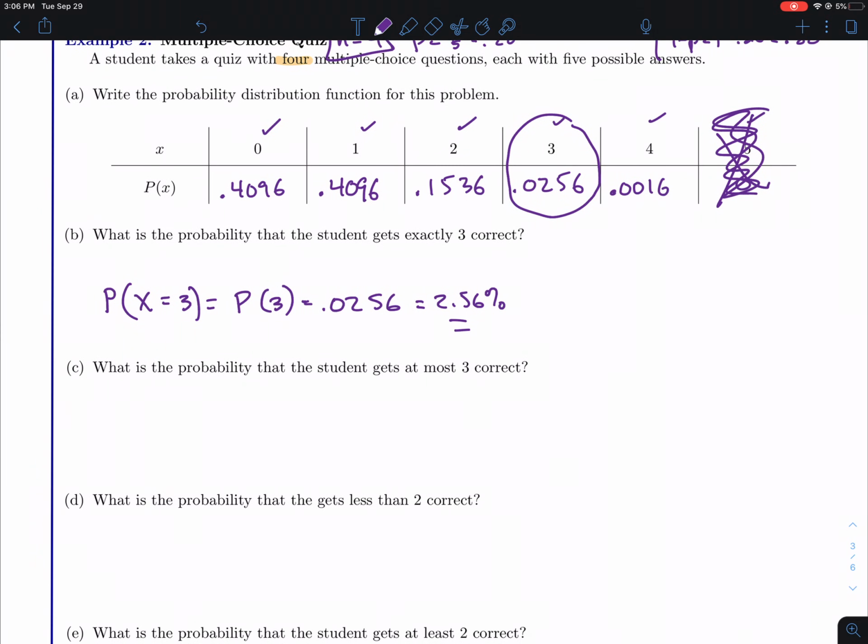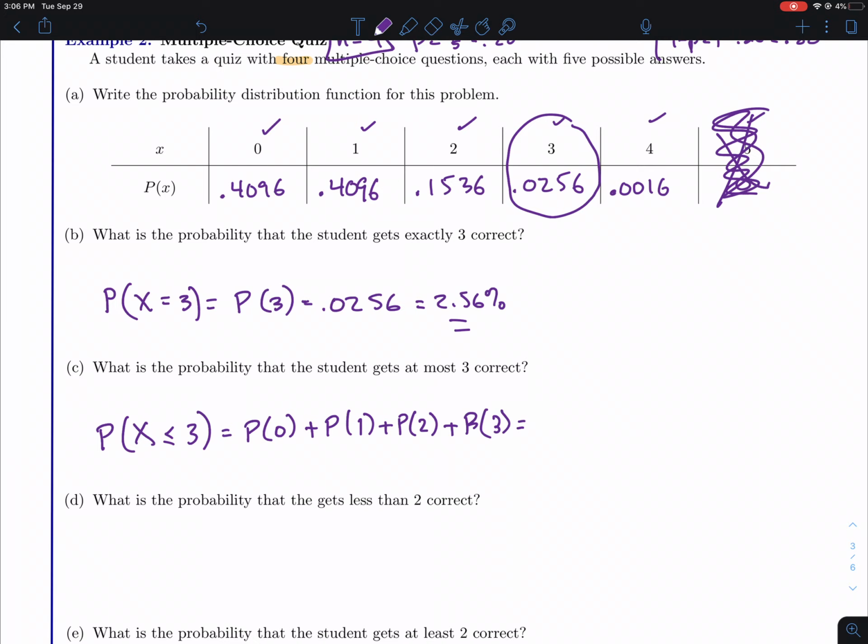Now what if we want to know the probability that a student gets at most 3 correct? The biggest value he gets is 3, but he could get 0 correct, 1 correct, 2 correct, or 3. From an inequality perspective, this is going to look like x is less than or equal to 3. Again, there are two different ways you could do this. You could calculate p of 0 plus p of 1 plus p of 2 plus p of 3, especially since we have the chart, and just add all these guys up together.